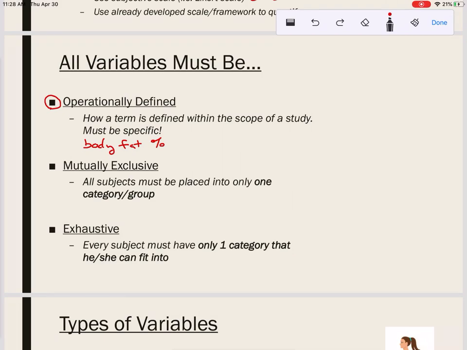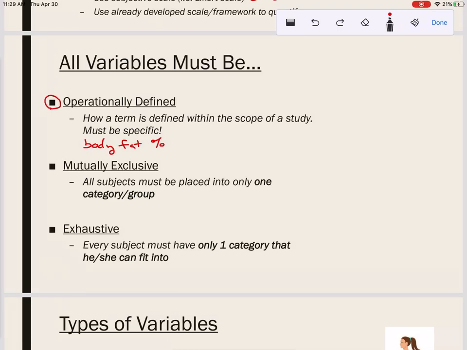As an example, I could operationally define body fat percentage by saying, body fat percentage will be measured using the BOD pod. The BOD pod is a measurement of air displacement plethysmography. Subjects will enter the BOD pod and 3 trials will be performed. I'll be using the blank blank unit of the BOD pod. So you're very specific. Okay, the other 2 can be a little bit more difficult.